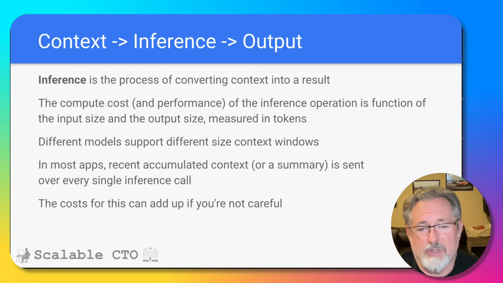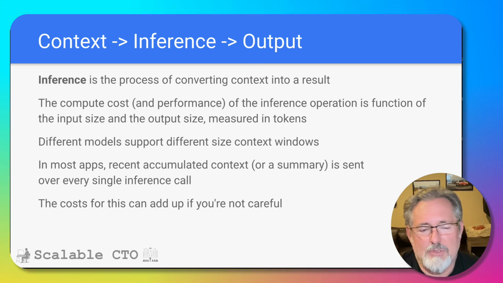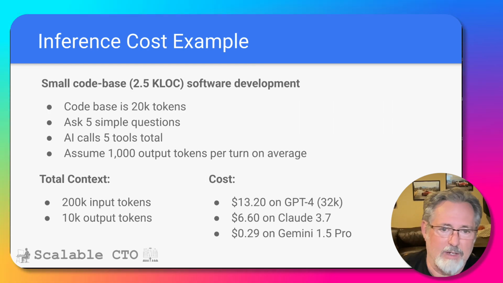Different models support different context windows. We're starting to see models with very large context windows, which is kind of exciting, to be able to send 1 million or 2 million tokens. So you could send a giant amount of data to these things, but you have to send it every time. So depending on the application, that can be prohibitive. And as I said, in most apps, the recent accumulated context or a summary is sent over every single inference call. So you can imagine if you're going back and forth and having lots of conversations, the cost can add up. And I'll give you just a quick example.